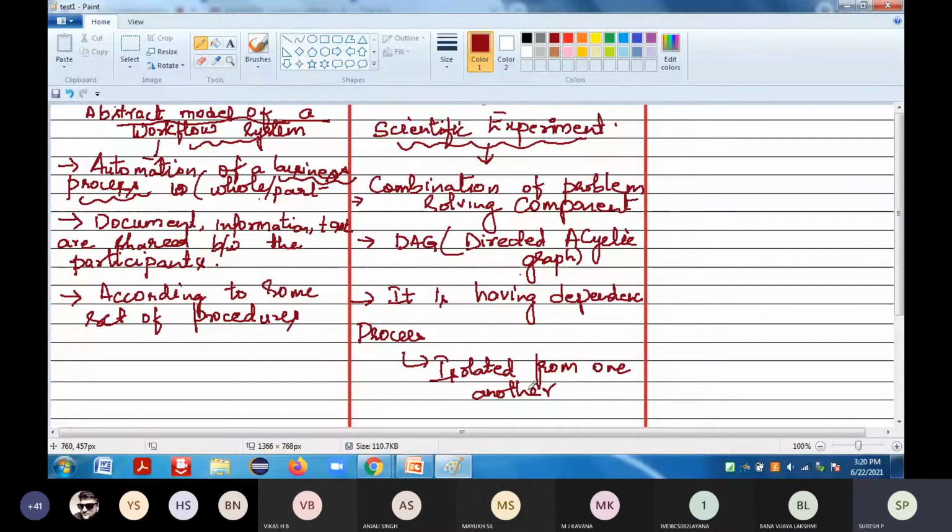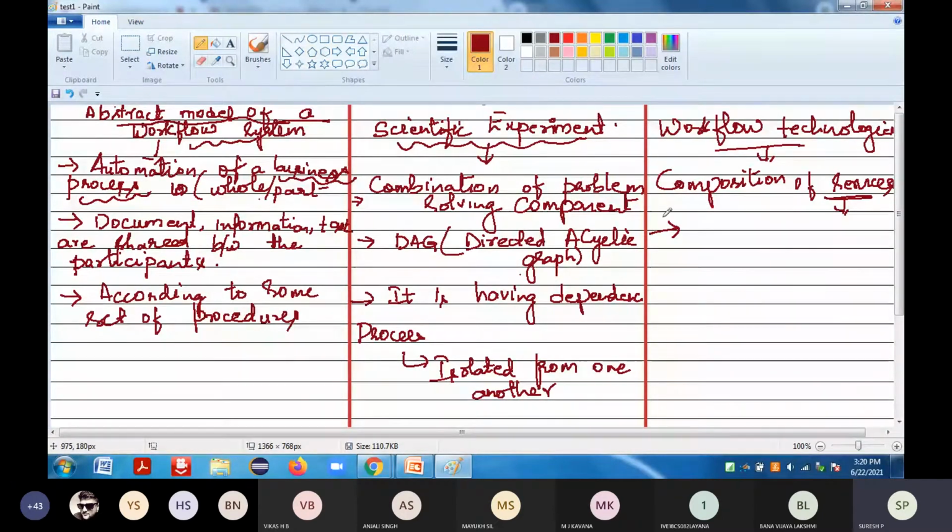When you are isolated from one another, if you take the business process or the workflow technology, what does the workflow technology consist of here? It is going to have the composition of different services. Once you have the composition or collection of services, you have to solve that particular problem. With the help of these services, you are going to solve that business problem.